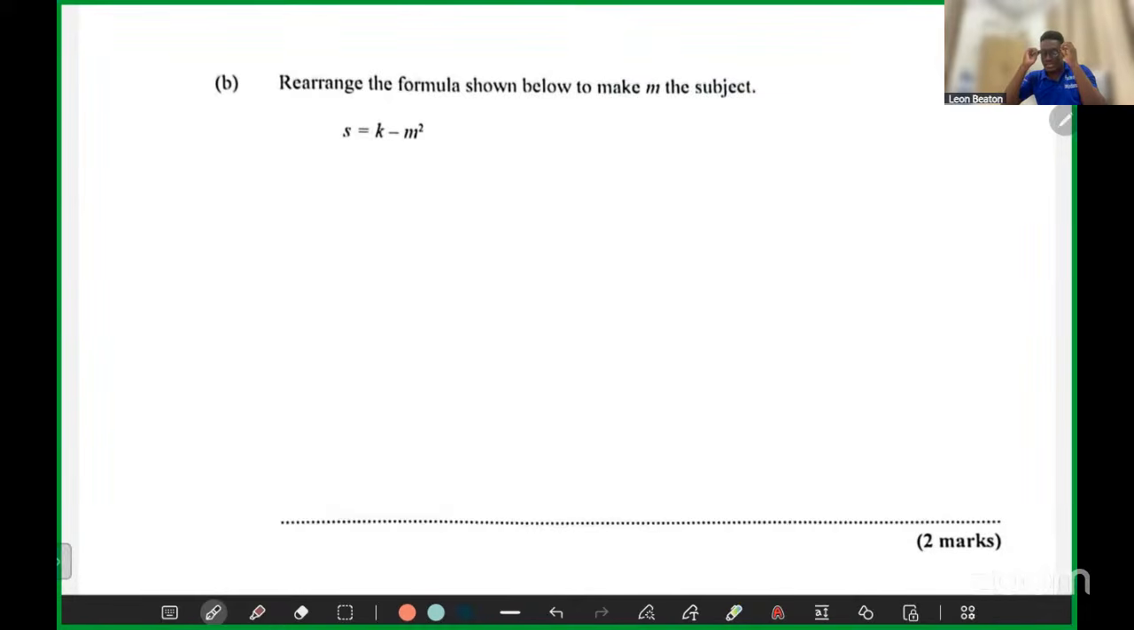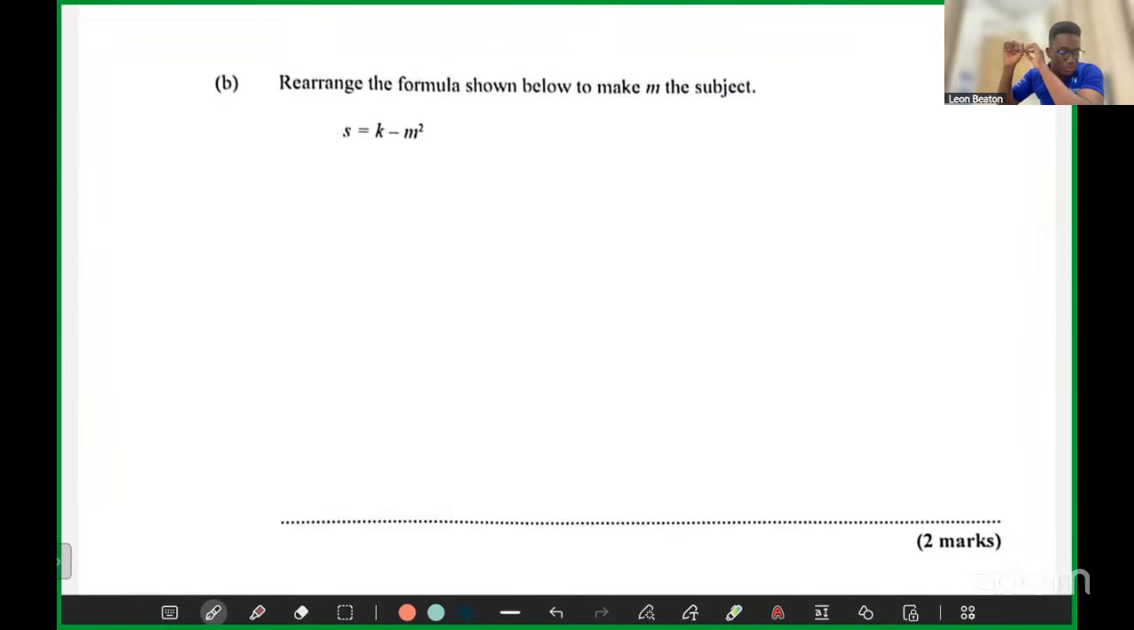When I gave some students this question, they did some fancy mathematics and ended up getting the answer. Then I showed them a nice and easy way to do it, and they were surprised, right? So you're asked to make M the subject. Making M the subject means we want M by itself. We want to manipulate this equation in such a way that M is by itself. We take over everything else and leave M by itself.